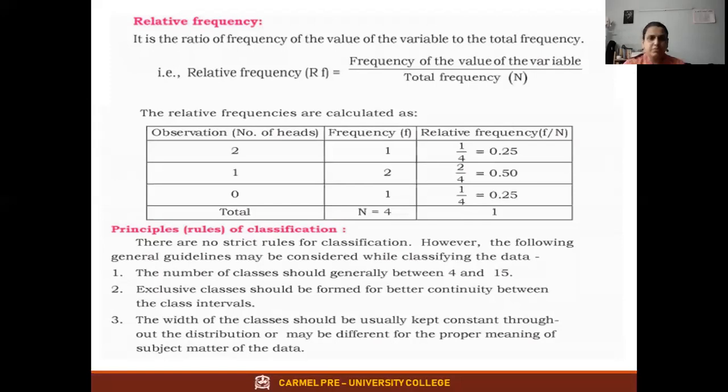So if they have given you the values 2, 1 and 0 with frequencies 1, 2 and 1, then what is relative frequency? 1 divided by the total frequency. How much is total frequency? 4, that is 1 plus 2 plus 1. That's how you calculate relative frequency. So frequency density is F by C. Relative frequency is F by N.